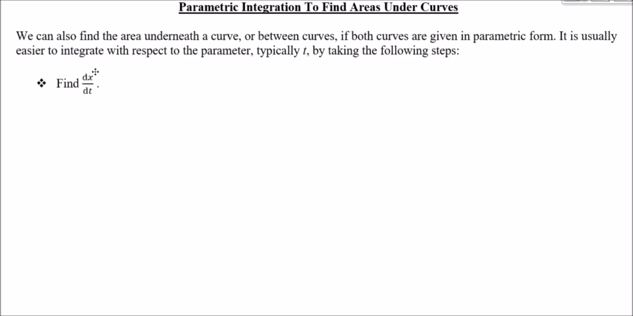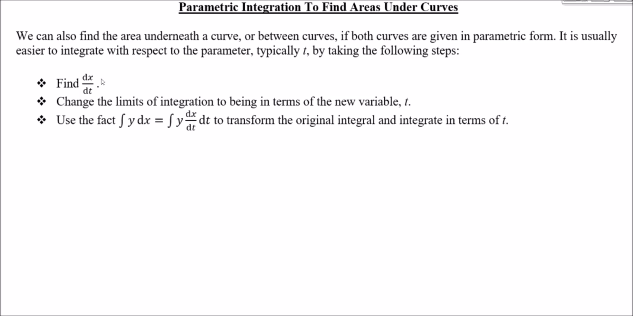So first of all, differentiate x with respect to the parameter, usually t. So find dx by dt or dx by d theta, whatever. Next, we need to change the limits of integration so that they're now in terms of the new variable t, not in terms of the original variable x. And then we need to use the fact that integrating y with respect to x is the same as integrating y dx over dt with respect to t. Essentially these dt's on the bottom and top cancel, leaving y dx if you like. So we can transform y dx into this form to then integrate the original integral in terms of t.